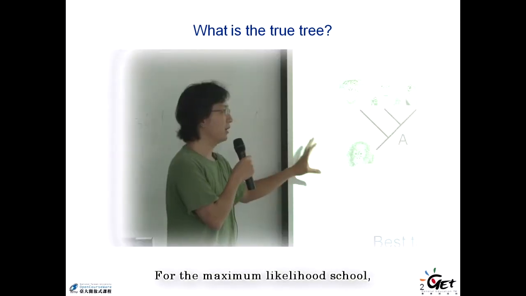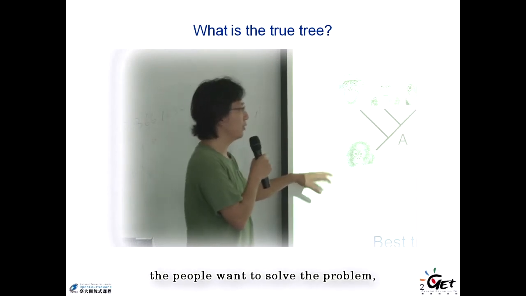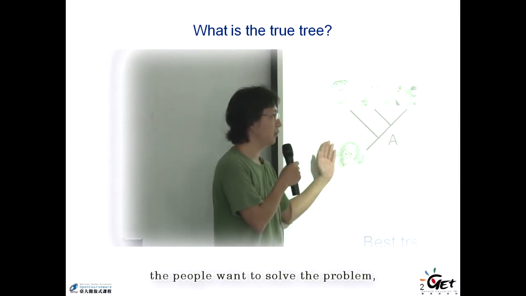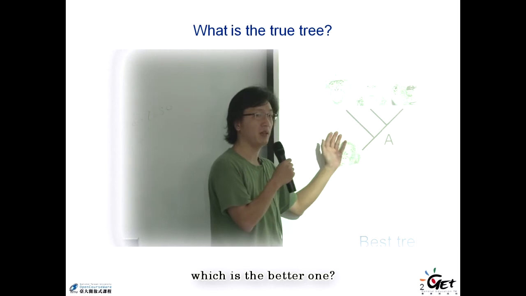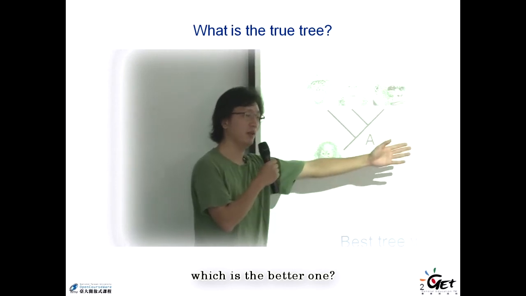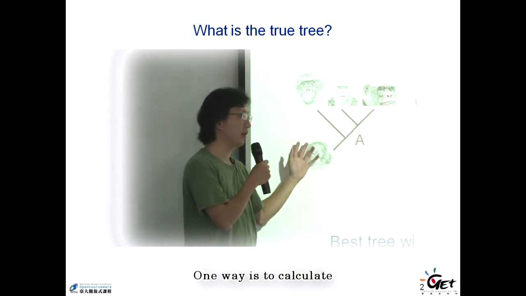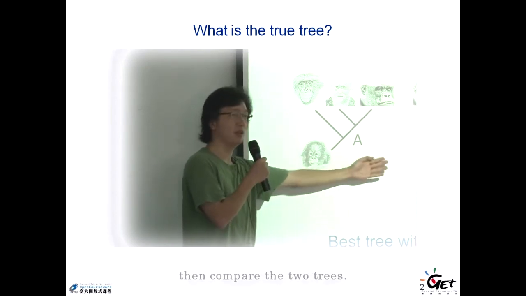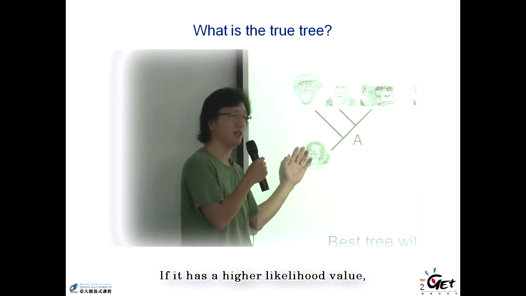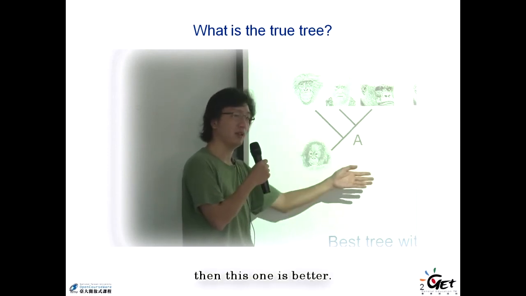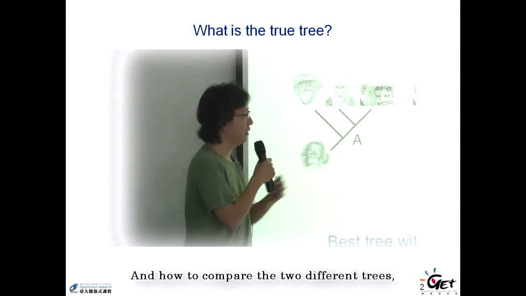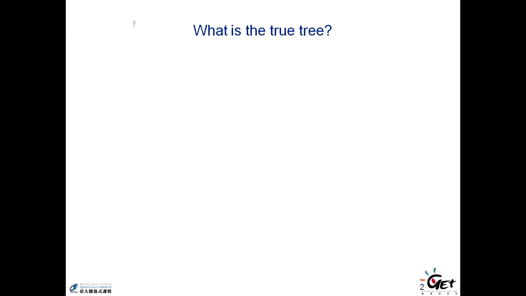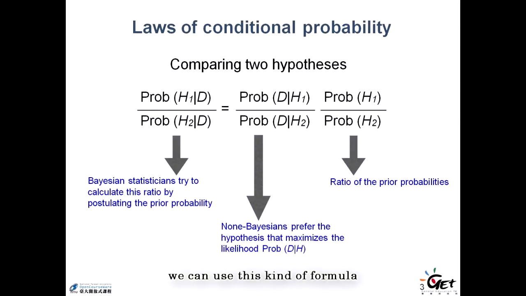For the maximum likelihood school, the question people want to solve is which one is the better one: this one, or that one, or that one. One way is to calculate a likelihood value for a particular tree, then compare the 2 trees. If one has a higher likelihood value, then that one is better. And how do we compare the 2 different trees? We can use this kind of formula to try to solve the problem.